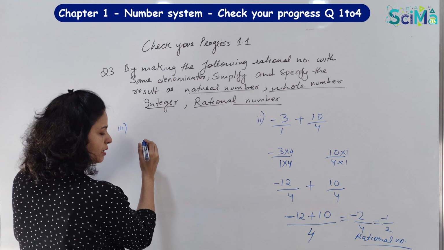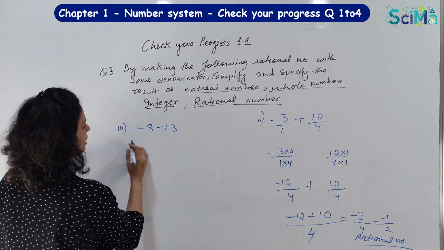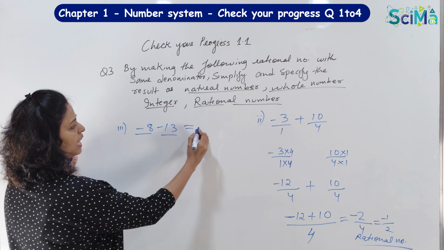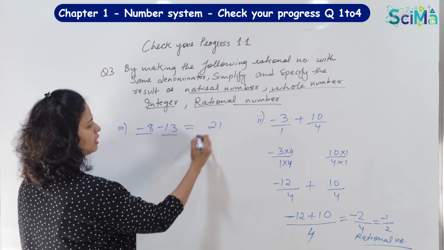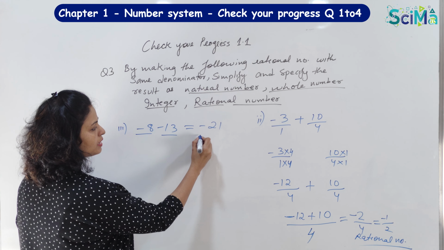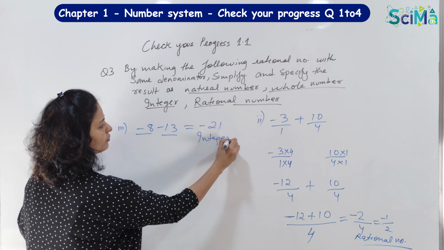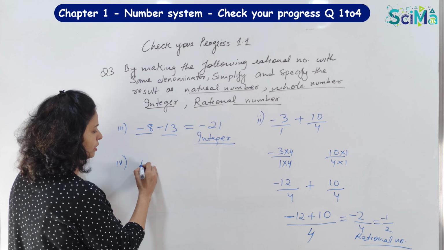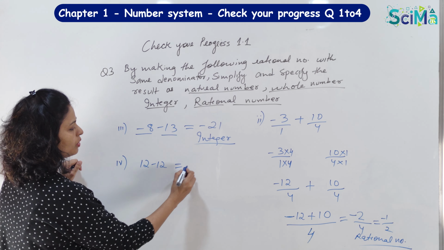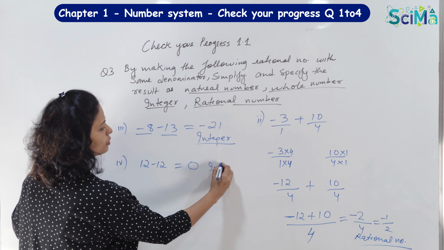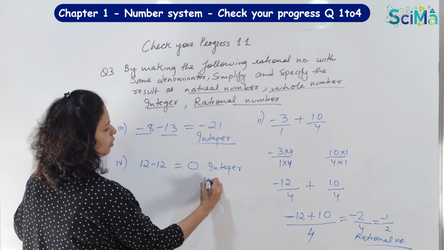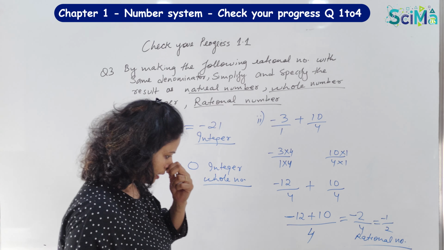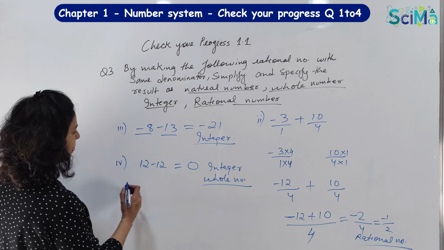Coming to the third part. The third part is minus 8 minus 13. Here both are negative numbers, so we add 8 plus 13 is 21 and we retain the minus sign. This is an integer. Here the answer is an integer. The fourth one, 12 minus 12, we know it is 0. This is also an integer, or we can also write whole number.